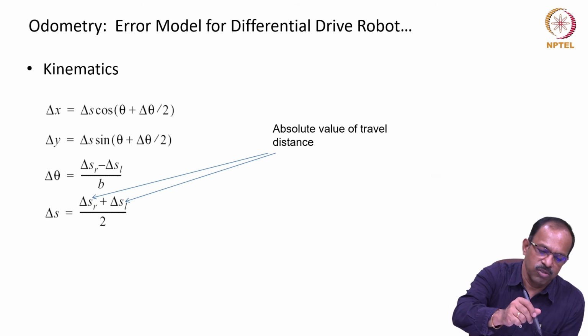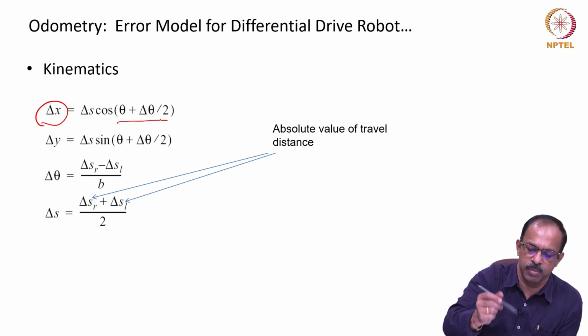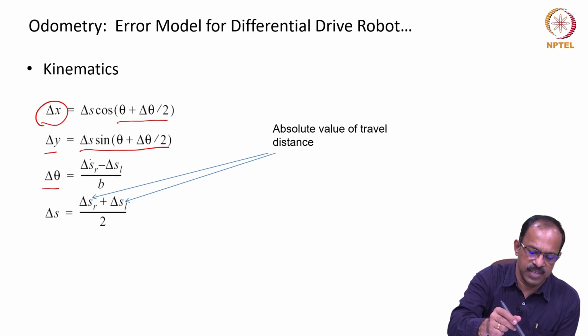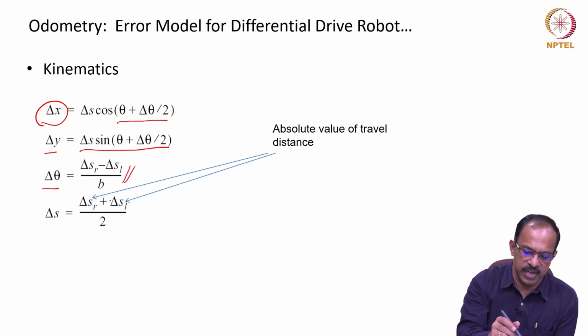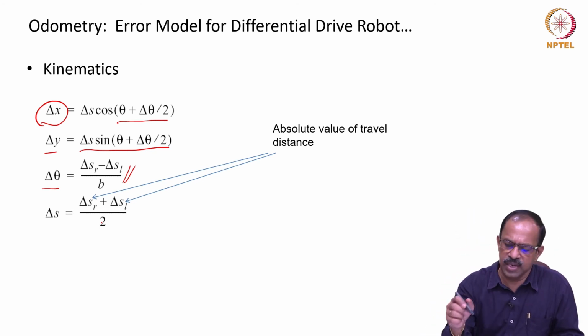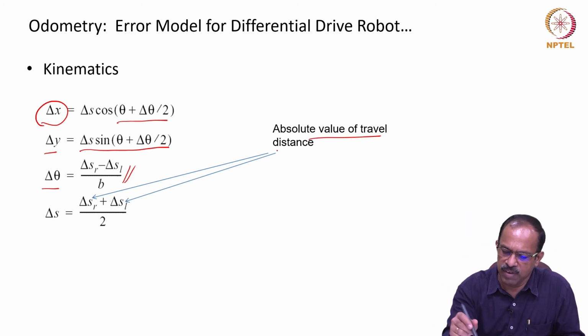If we have this kinematics known, we know that delta x is given as delta s cos of theta plus delta theta by 2, delta y is given as delta s sin of theta plus delta theta by 2, and delta theta is given as delta SR minus delta SL by B, and delta S is delta SR plus delta SL by 2. What is delta SR? They are the absolute value of travel distance.